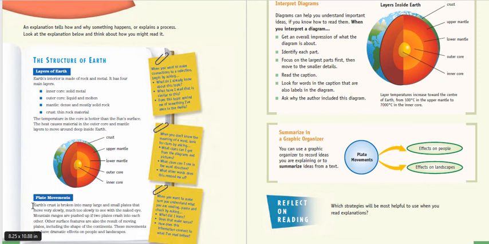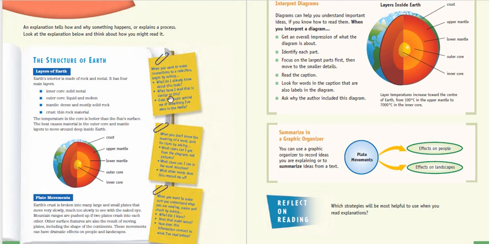Earth's crust is broken into many large and small plates that move very slowly, much too slowly to see with the naked eye. Mountain ranges are pushed up if two plates crash into each other. Other surface features are also the result of moving plates, including the shape of the continents. These movements can have dramatic effects on people and landscapes.